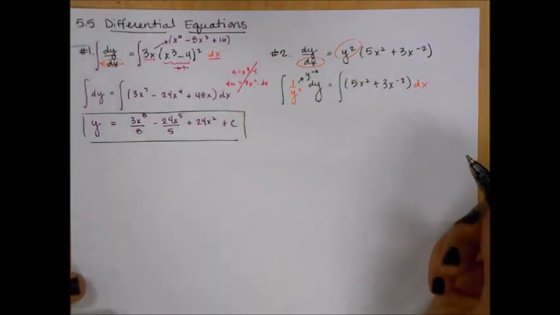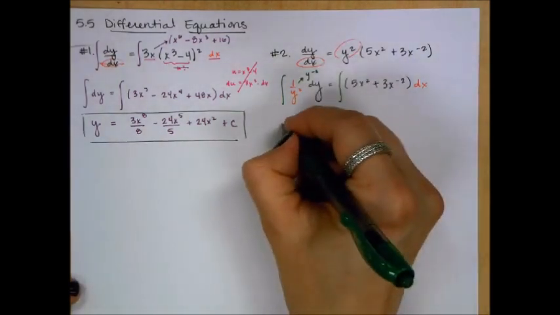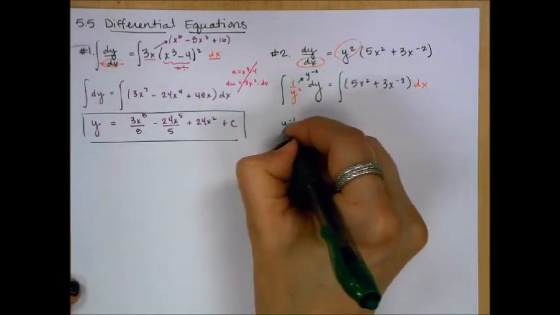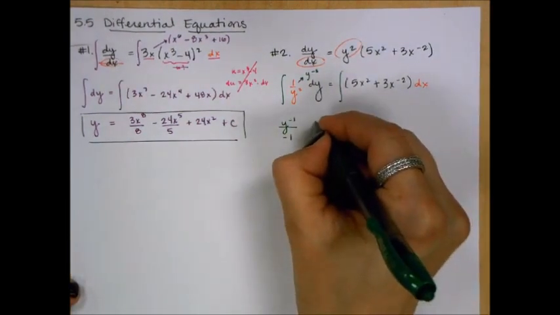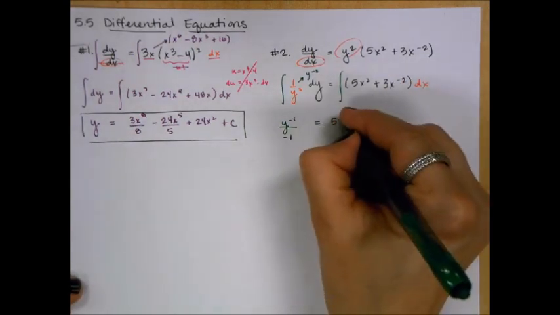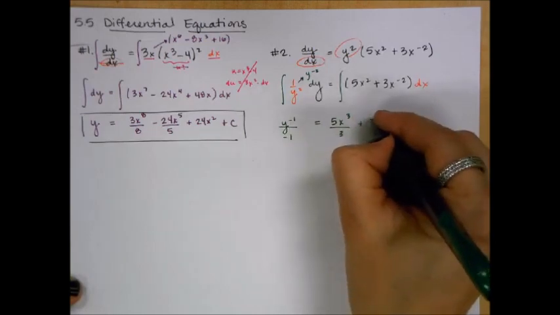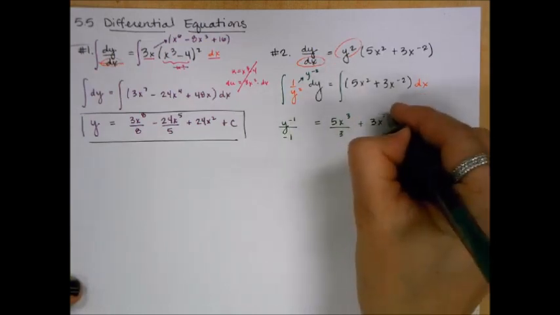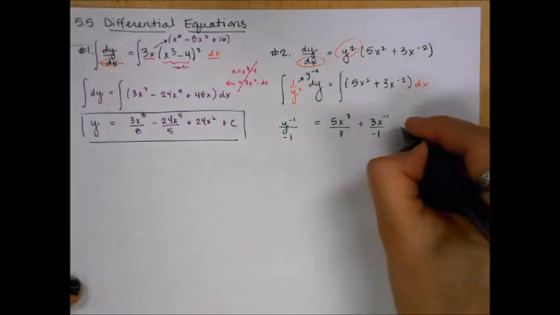So now we want to integrate on the left side. So we're going to add 1. So y to the power negative 1 divided by negative 1. And again, we're going to leave the plus c just for the right side. So here we have 5x cubed over 3 plus 3x to the power negative 1 divided by negative 1. And then here we have our plus c.